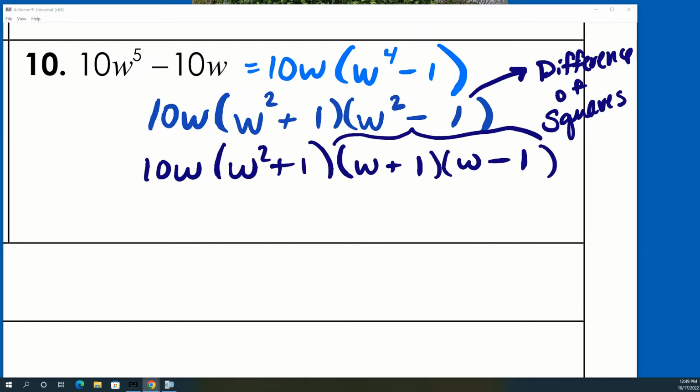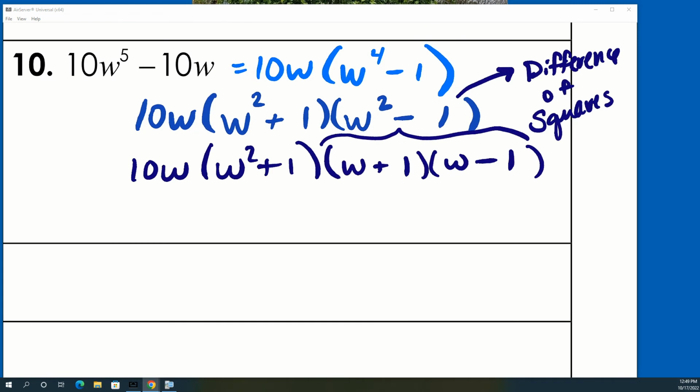So starting with number 11, this is a new rule that you guys have never learned before. There are 2 new rules that we're going to do, the sum of cubes and the difference of cubes. For those, we do need to know some perfect cubes. If you want to create a list of perfect cubes, you can do it with your calculator.